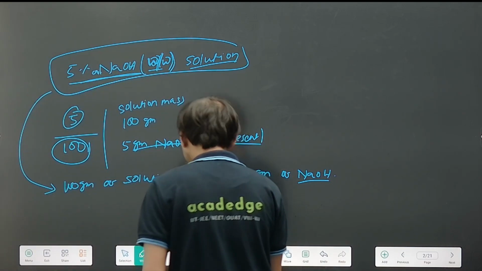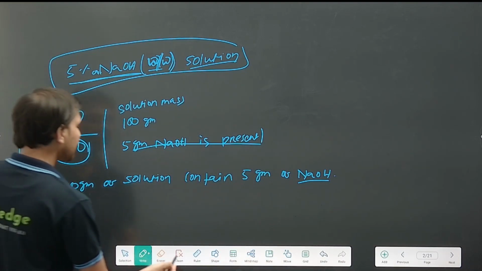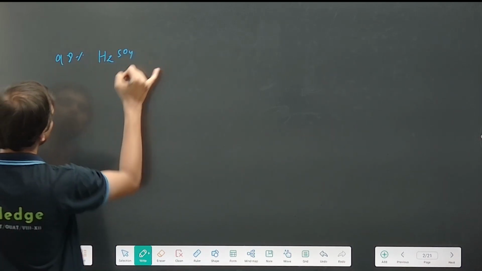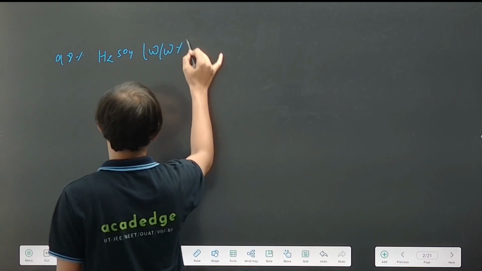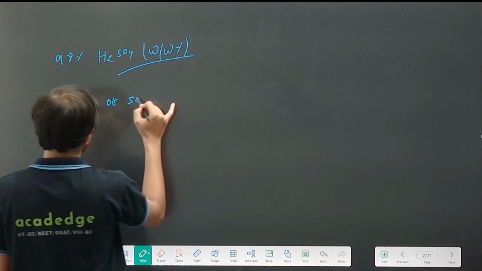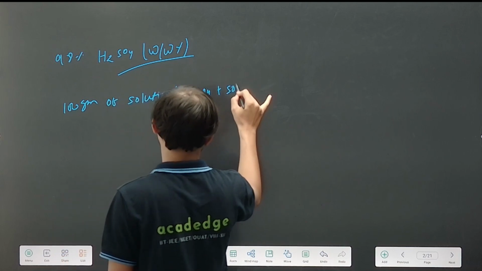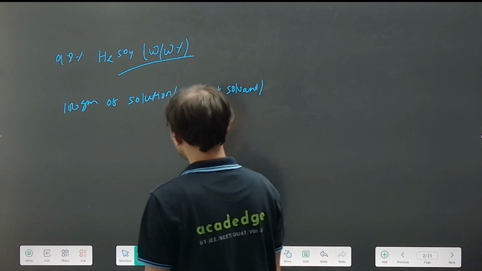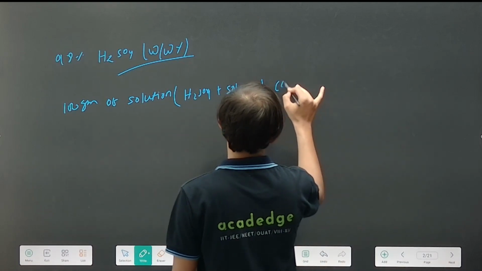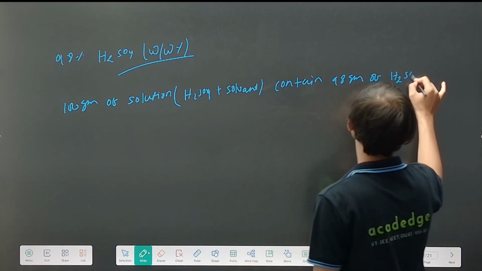At the same time, if I talk about 98% H2SO4 by weight, weight by weight percent, what does it mean? It also means that 100 gram of solution, prepared by mixing H2SO4 and any kind of solvent, contains 98 gram of H2SO4.